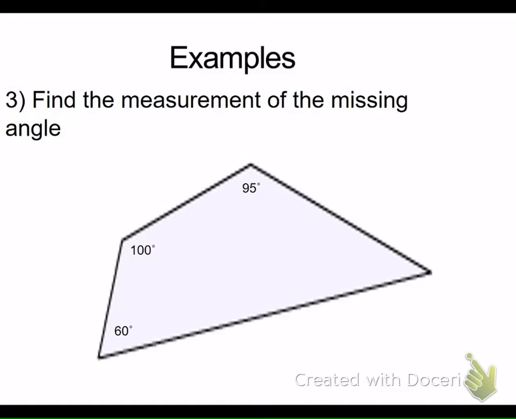All right, so here's example 3. You can go ahead and draw this real quick. Label the angles. It doesn't have to be perfect. Just draw a figure with 4 sides and label 3 of the angles. Draw it whatever size you like.